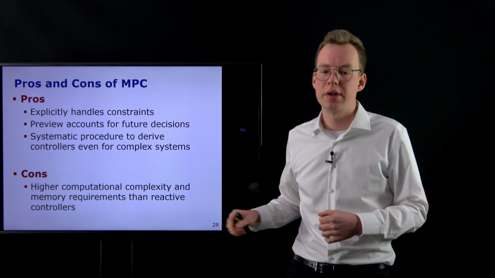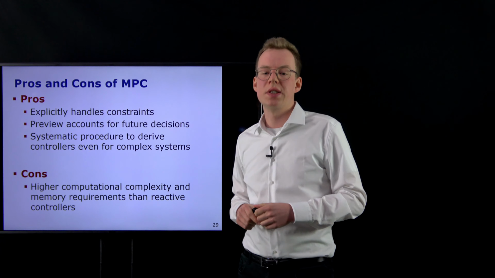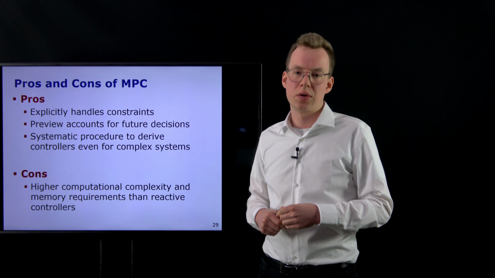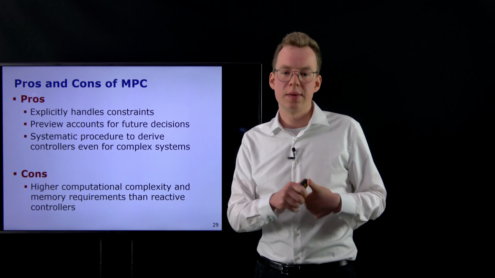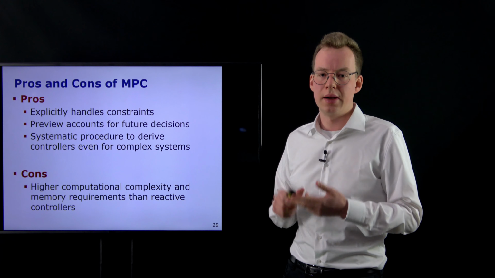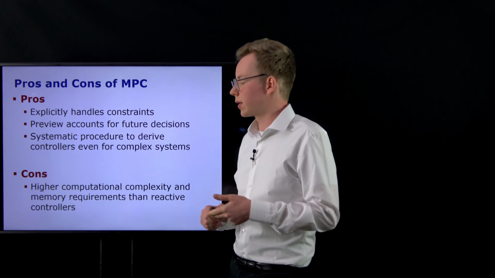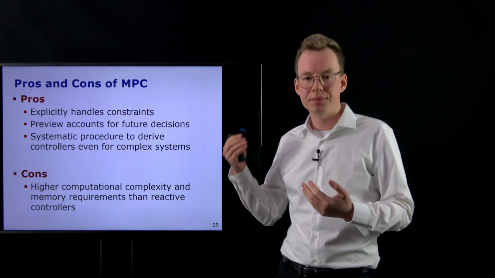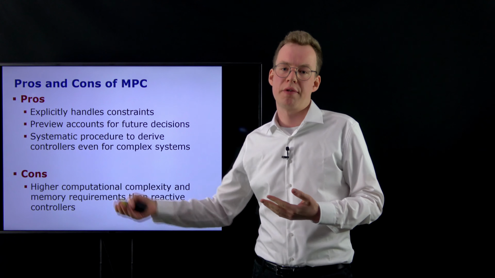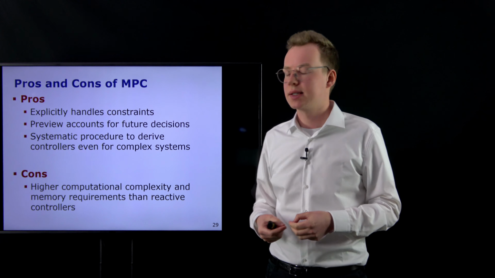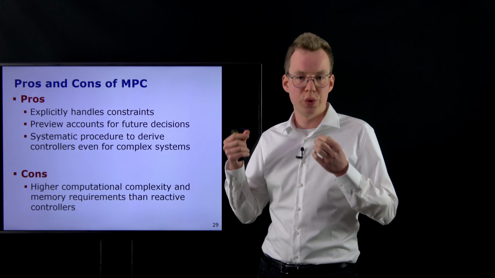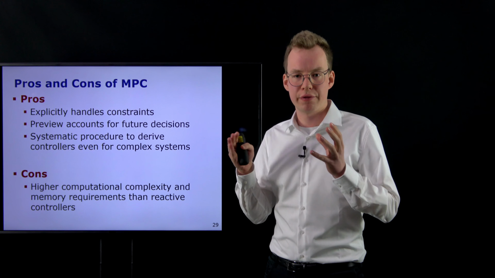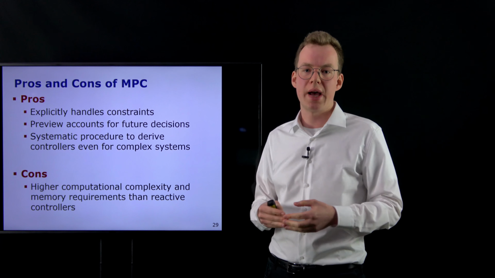And finally, we got a very systematic procedure in order to construct a controller. So all we need to do is write down the dynamics for the system and the costs, and then potentially additional constraints. And once we have that, we can hand this description of the problem over to an optimizer to get the control law, and we don't have to derive this sort of rule-based controller by hand for the given system.